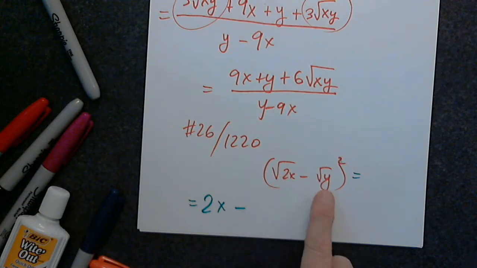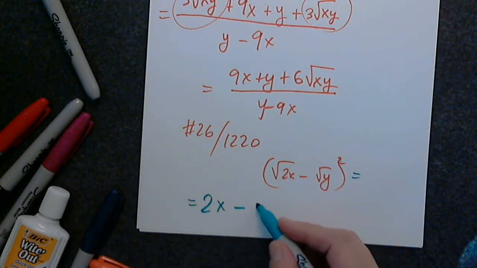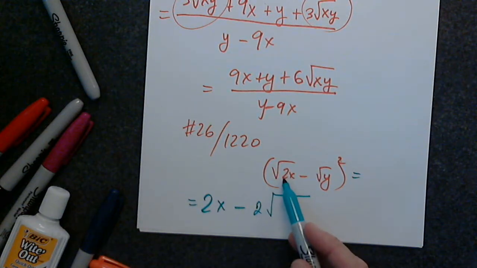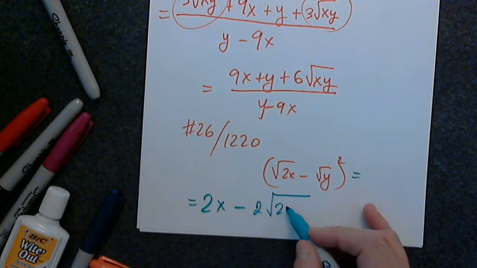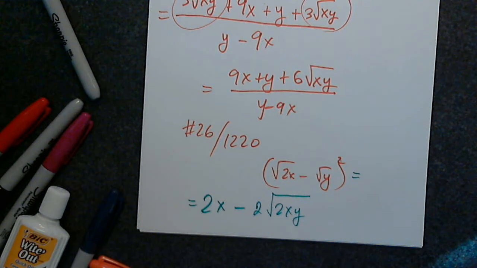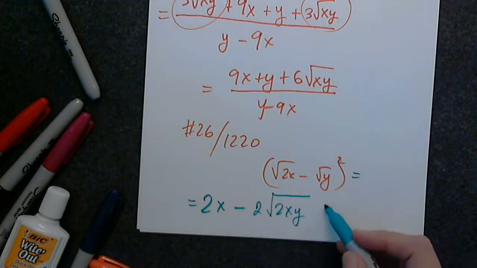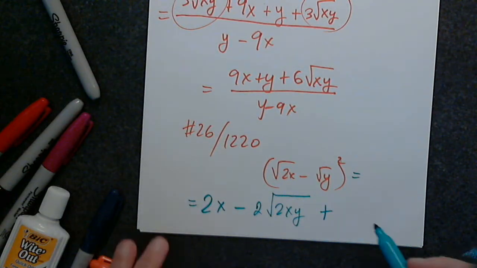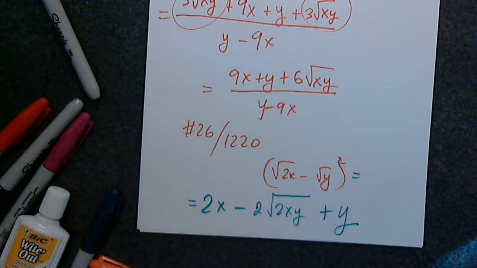The square root of 2x times the square root of y. We have to multiply them. The square root of 2x times the square root of y is the square root of 2xy. And then plus the last term squared, please. y, very good. No one can simplify this. This is it.